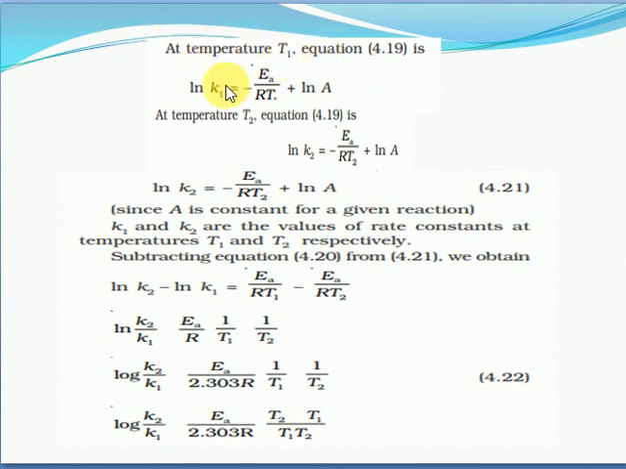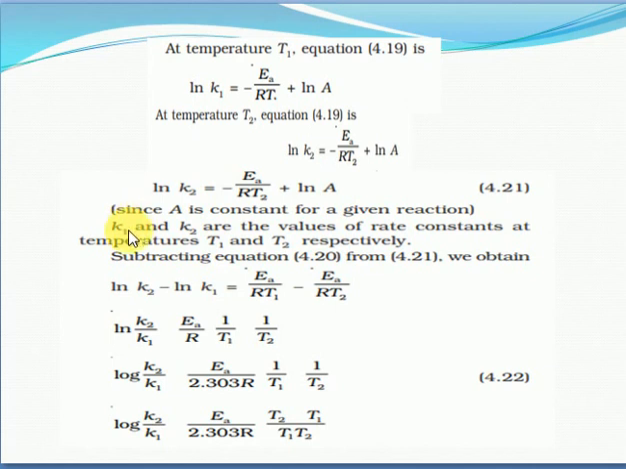Look at temperature T1. Suppose I take ln k1, at temperature T1 the rate constant is k1. Both depend upon each other. As temperature increases, the k value increases, and as temperature decreases, the k value decreases. Now I take another temperature, T2. At T2, ln k2 is equal to minus Ea by RT2 plus ln A. Remember students, k1 at T1 and k2 at T2.